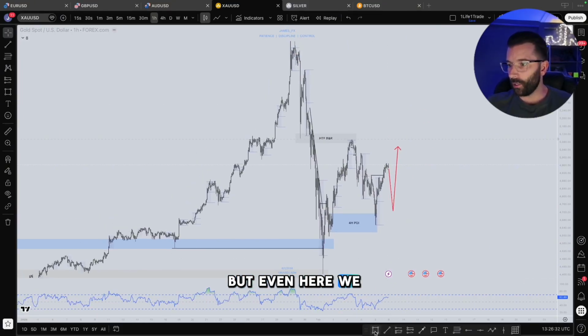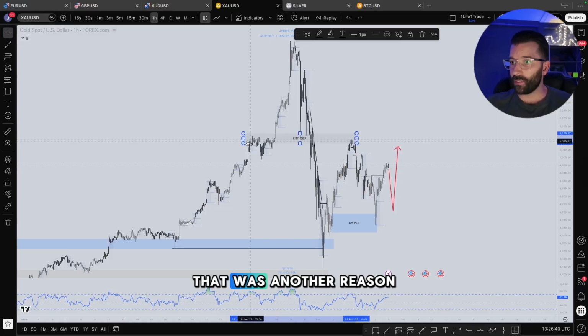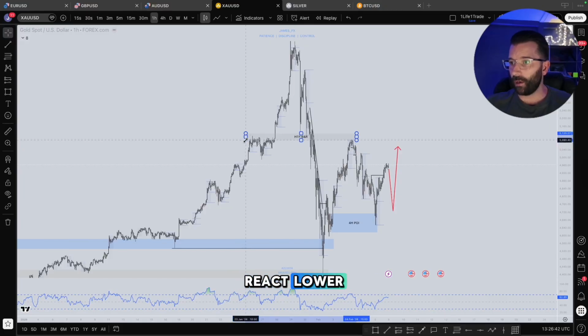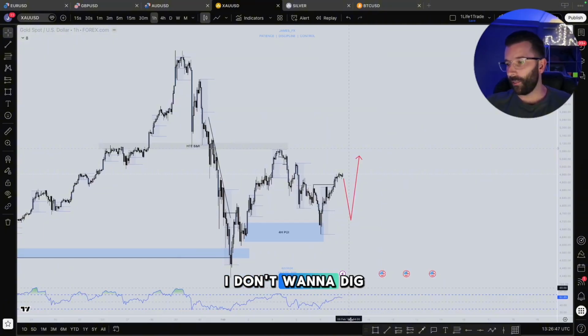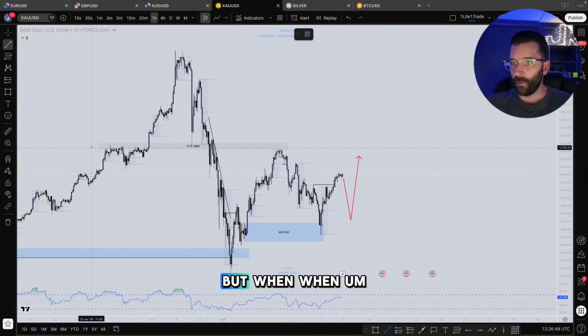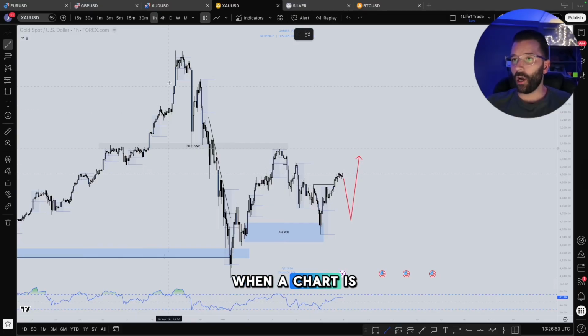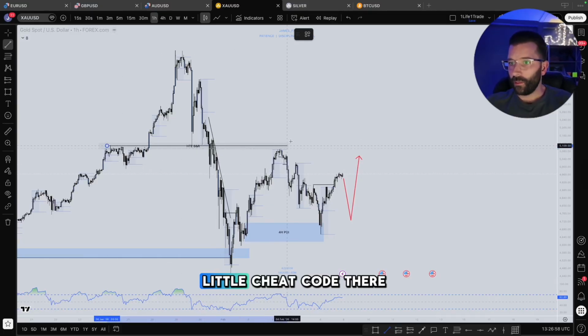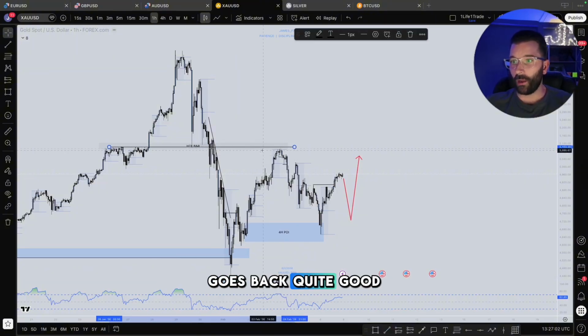But even here, we've got zones here. But when you start, I can just pull that across. Look. See that there? It's reacted off here. So that was another reason there for it to react lower. That's always quite a good confirmation, to be fair. I don't want to dig too deep like I did on the other video, but how can I say this easily? When a chart is taking a lot of liquidity and it's had a purpose, little cheat code there, on them reaction zones, good times, it goes back quite well on them.